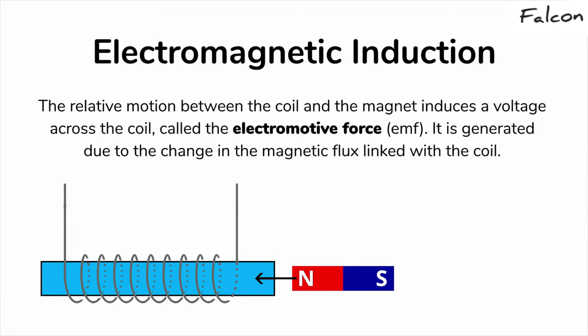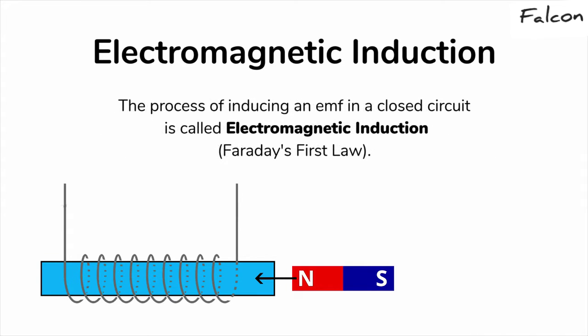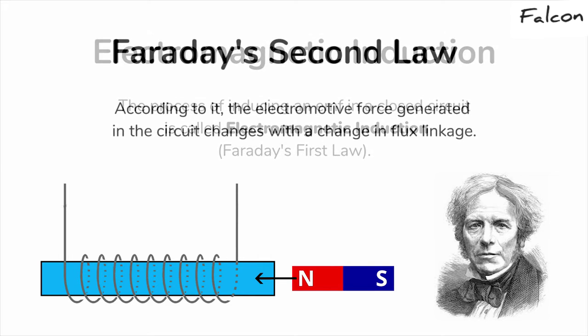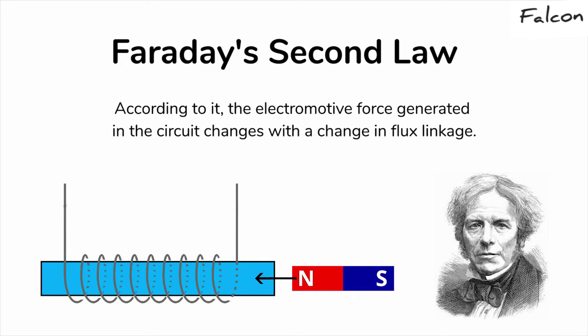The relative motion between the coil and the magnet induces a voltage across the coil, called the electromotive force, which in turn generates the current. The process of inducing an EMF in a closed circuit is called electromagnetic induction. This gives us Faraday's first law. Now let's have a look at Faraday's second law of electromagnetic induction.